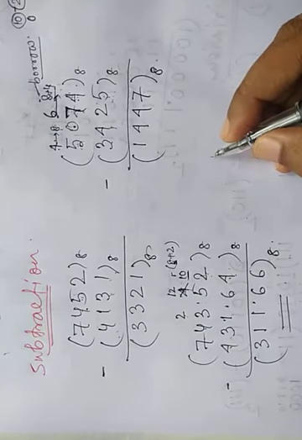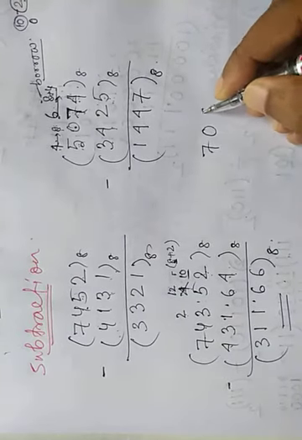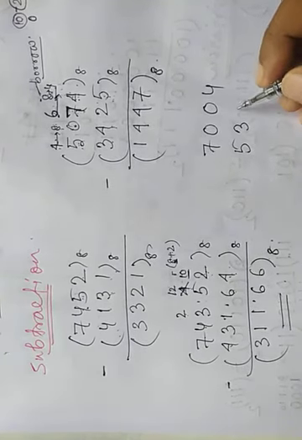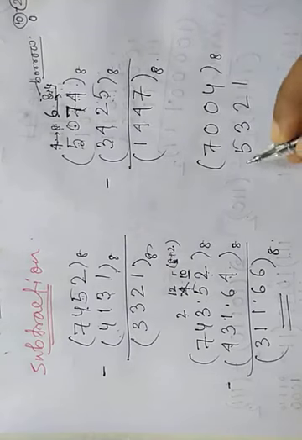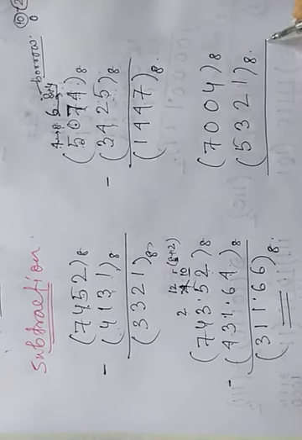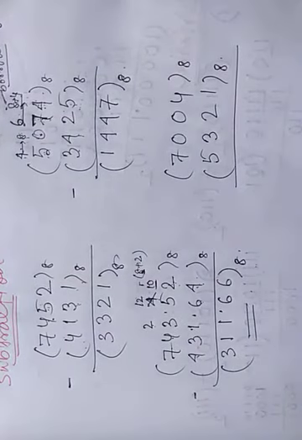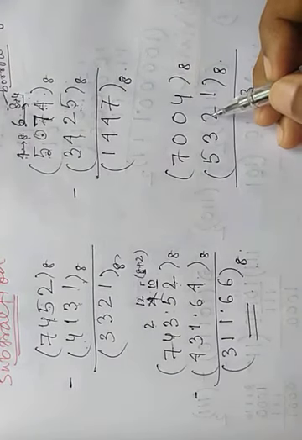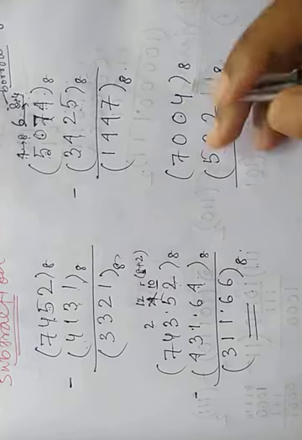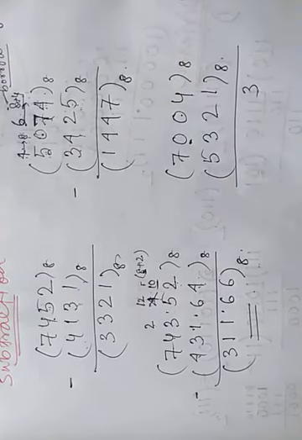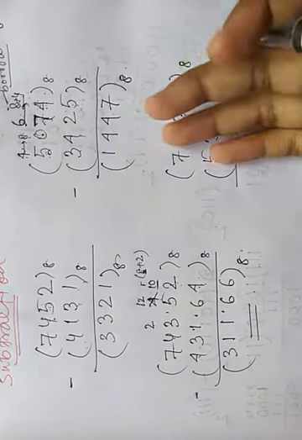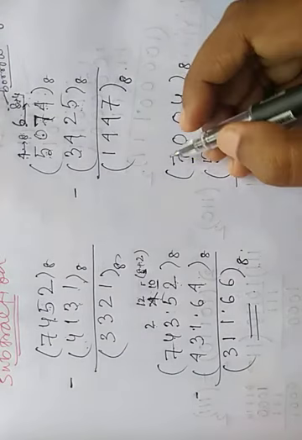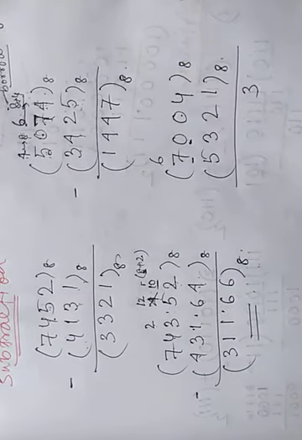Let us do another example. 7004 and 5321. Let us see what will happen. 4 minus 1, 3. Simple, no problem. Now here 0 minus 2. So we have to borrow, but its previous value is 0. From 0 we can't borrow anything because it does not have any value. So we have to borrow from here. So 7 changes to 6.